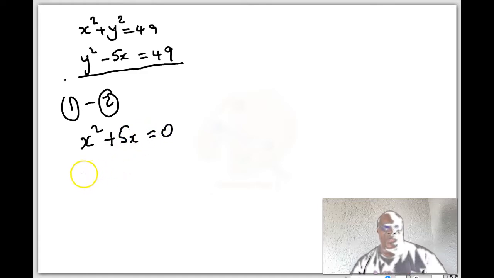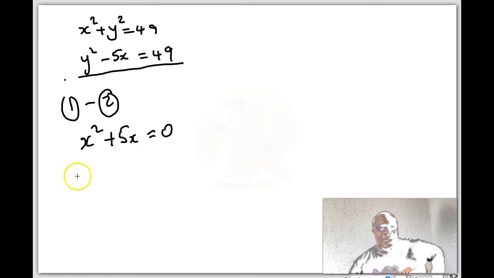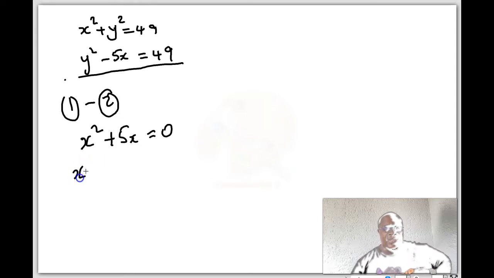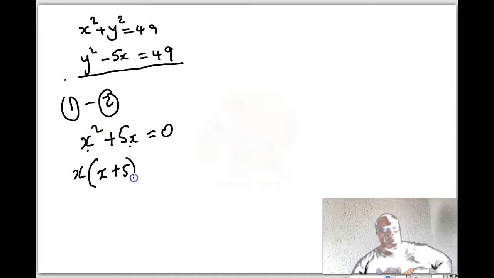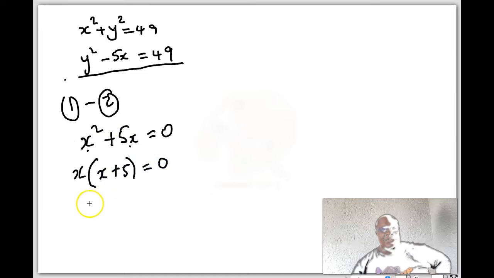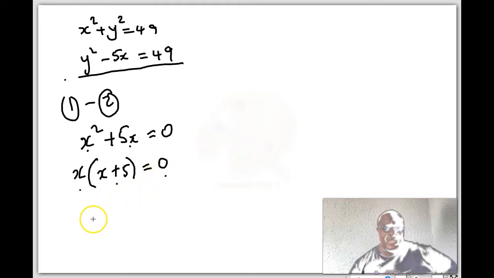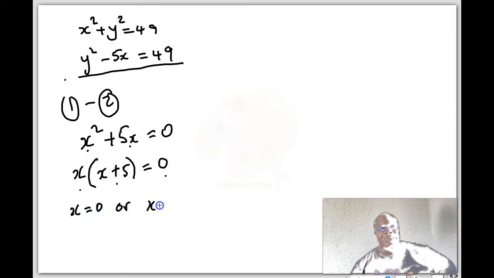So now we have a quadratic equation and we need to solve for x. So let's take the common factor of x squared and 5x, which is x. So it's x times (x plus 5) equal to 0. Now, as you know, if two entities are multiplying each other and the answer is 0, that means that one of them is 0. So it means x is equal to 0 or x plus 5 is equal to 0.